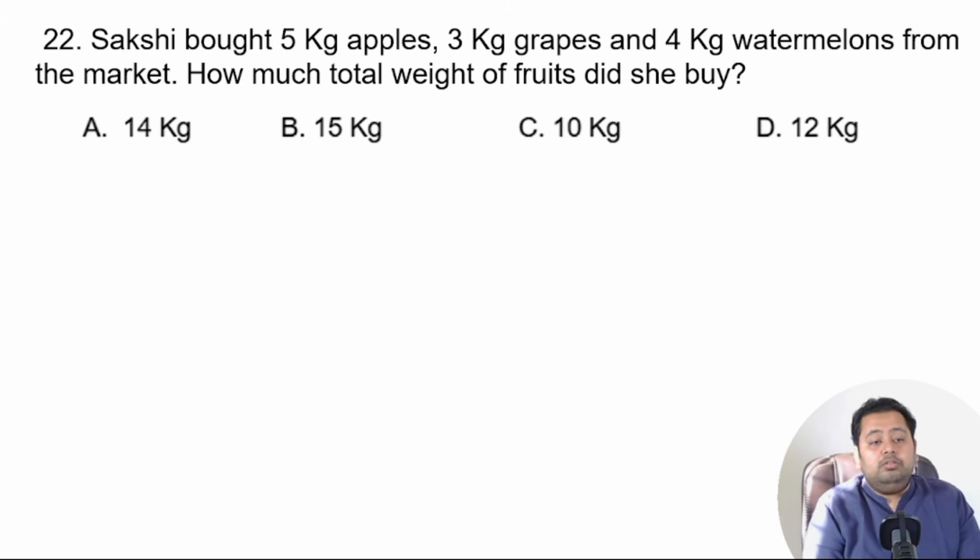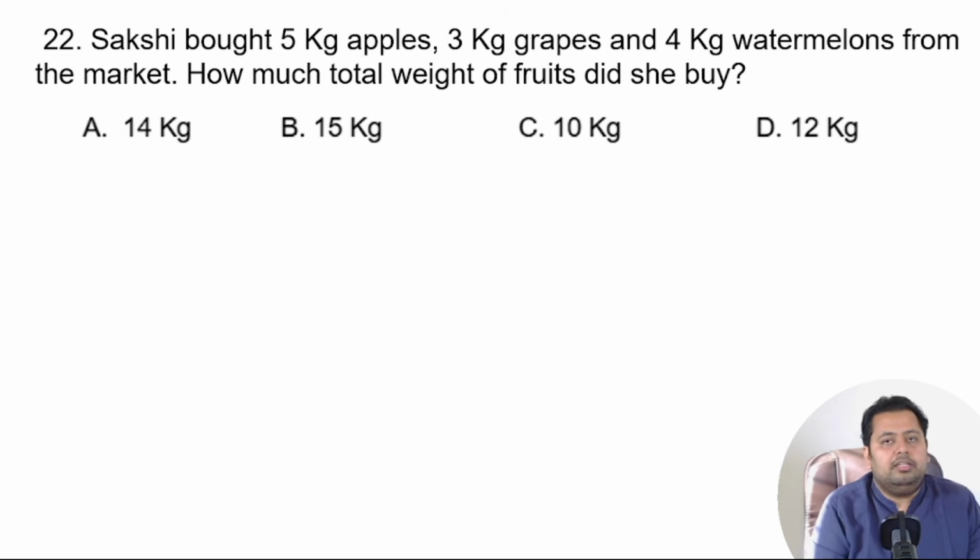Question number 22. Shakshi bought 5 kg apples, 3 kg grapes, and 4 kg watermelons from the market. How much total weight of fruits did she buy? So she got some apples, grapes, and watermelons. The weights are given. What you need to do is simple addition and find out the total weight of the fruit she bought. So we meet the other side.